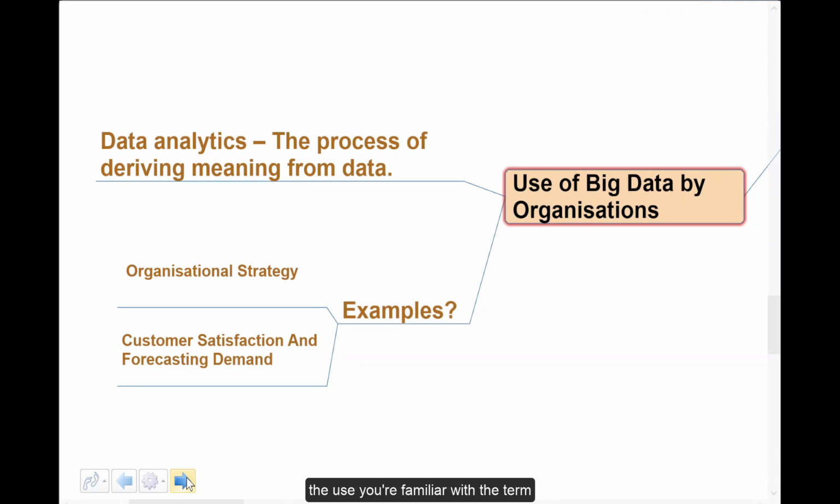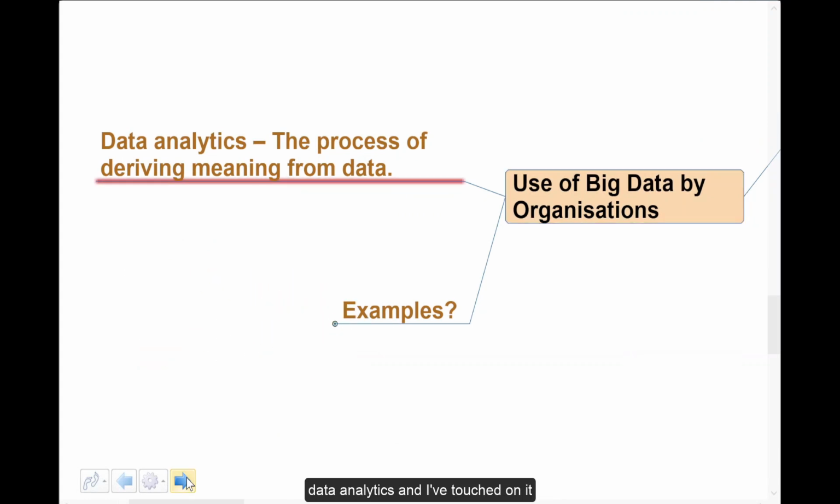Moving from there, in terms of the use, you're familiar with the term data analytics, and I've touched on it once or twice already within this particular mind map. We've talked about the 5 V's. At the end of the day, what's the use of big data? Well, the key point is that businesses have unstructured data, for example, a supermarket with data coming in from so many different forms. What they've got to do is find ways to process it accurately and turn it into structured data sets so that they can derive meaning.